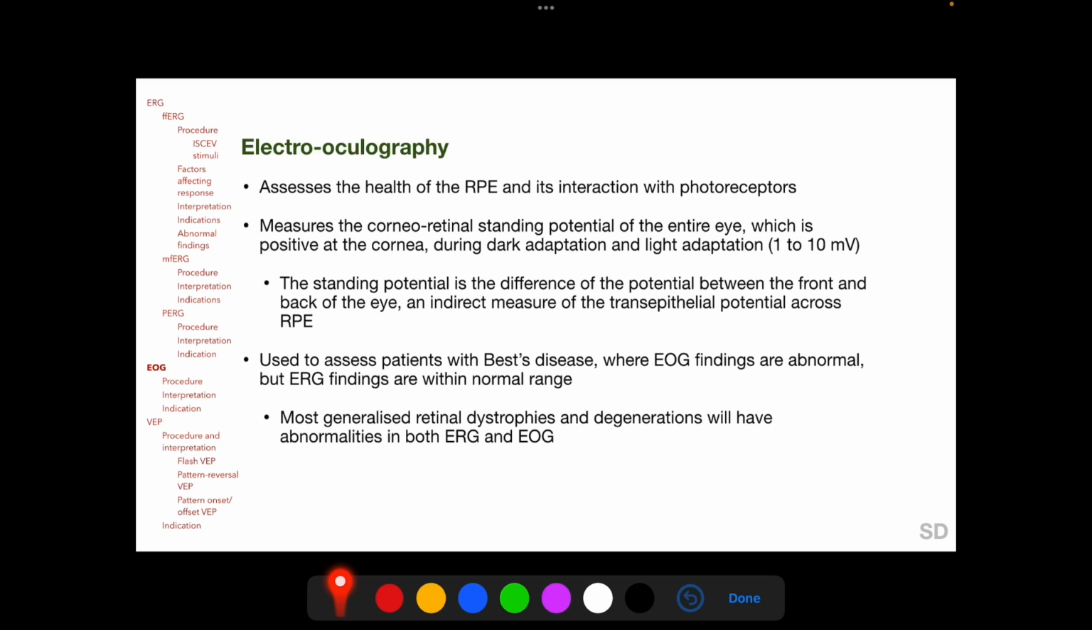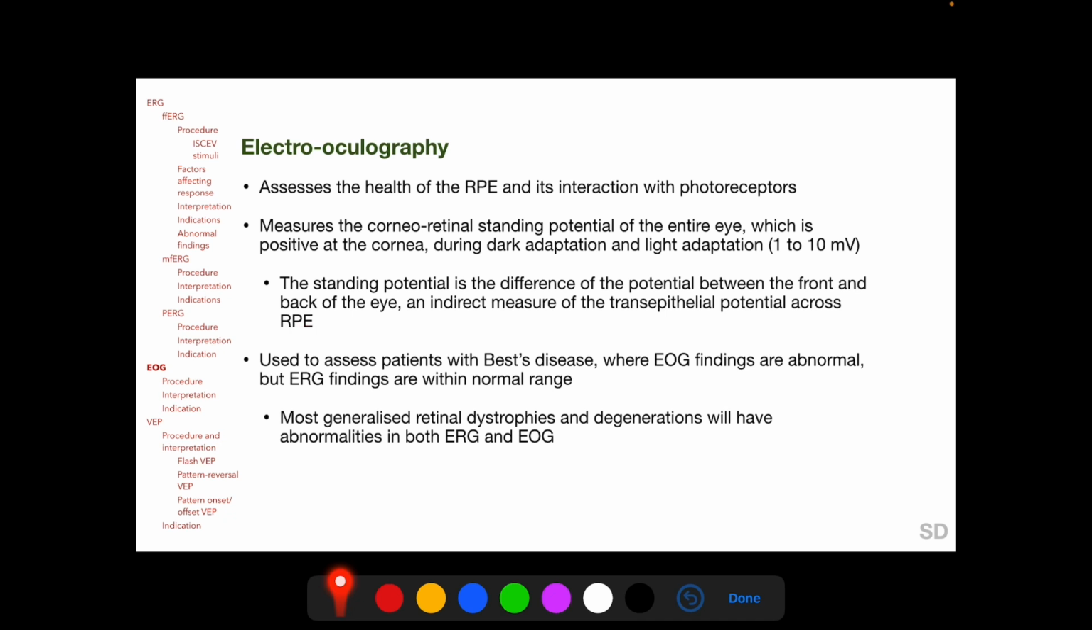Electro-oculography assesses the health of the retinal pigment epithelium and its interaction with photoreceptors. Electro-oculography measures the corneoretinal standing potential of the entire eye, which is positive at the cornea, both during dark adaptation and light adaptation. The standing potential is the difference of potential between the front and the back of the eye and is an indirect measure of the transepithelial potential across the retinal pigment epithelium.